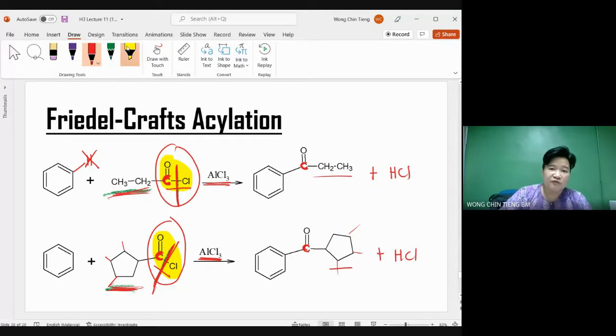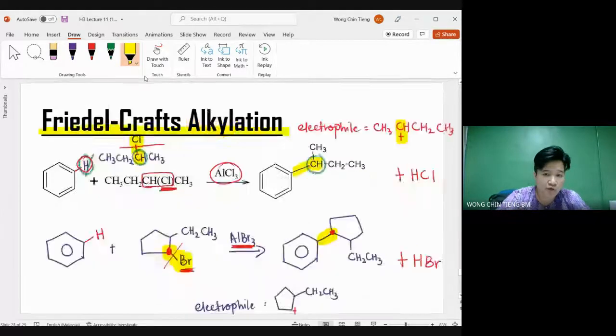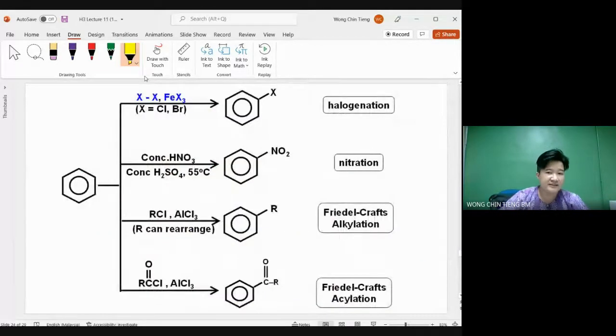Okay, that is your Friedel-Crafts acylation. Apa beza alkylation dengan acylation? Acylation kena ada double bond O. Acylation adalah double bond O. Okay, that is the 4 reactions that you have for your benzene. And kind reminder, they are all electrophilic aromatic substitution. Alright, diorang semua adalah electrophilic aromatic substitution.